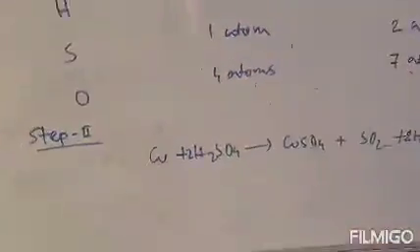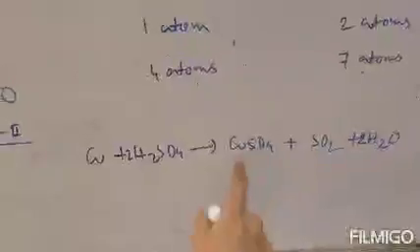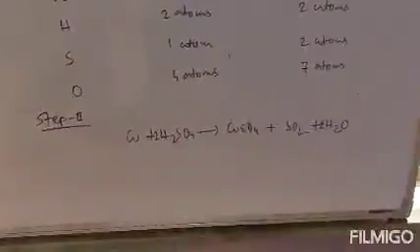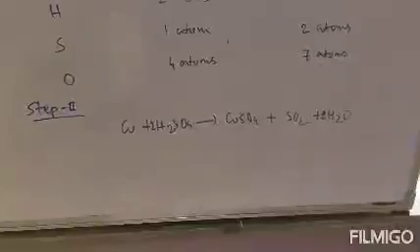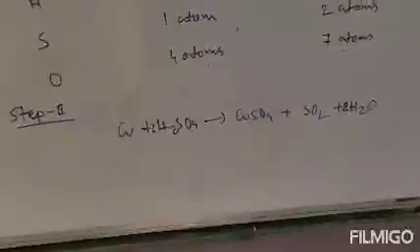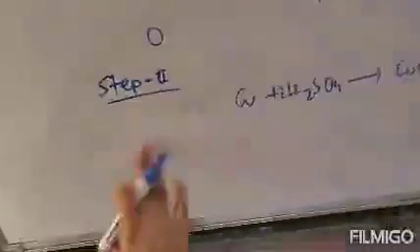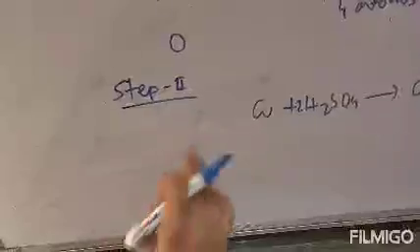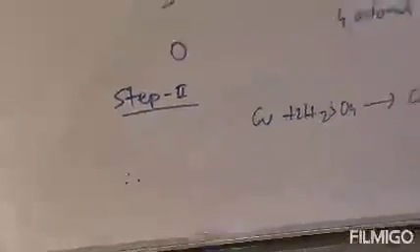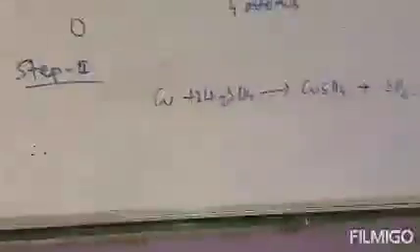Now coming to copper atom, copper is 1 here and copper is 1 here. So all the elements are balanced. Clear? So this is the balanced chemical equation. So just write in step 3, just write the final step, that is, this is your balanced chemical equation.